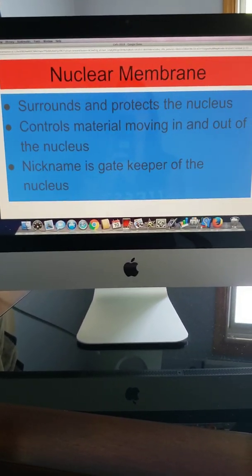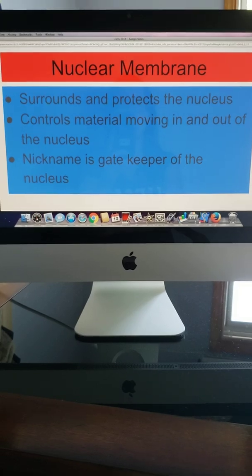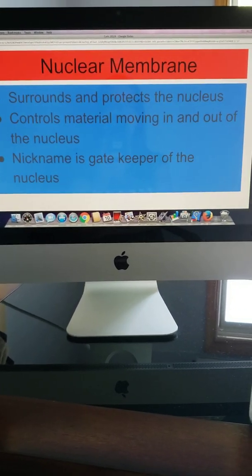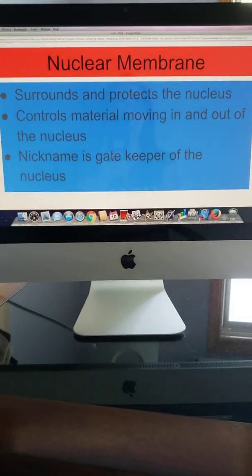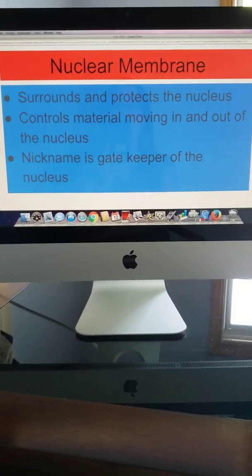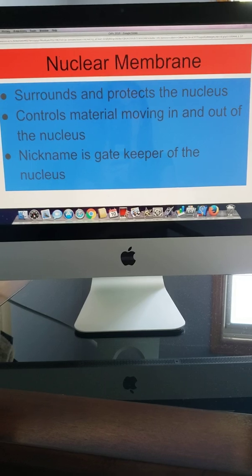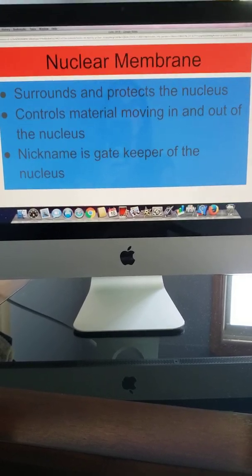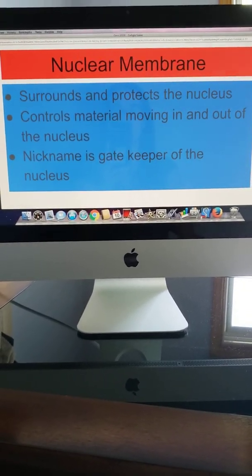Nuclear membrane is like a cell membrane in terms of the job it performs. Think about what a cell membrane does. It controls what moves in and out of the cell. It's the gate of the cell. Well, a nuclear membrane is going to control what moves in and out of the nucleus. So it's the gatekeeper of the nucleus.